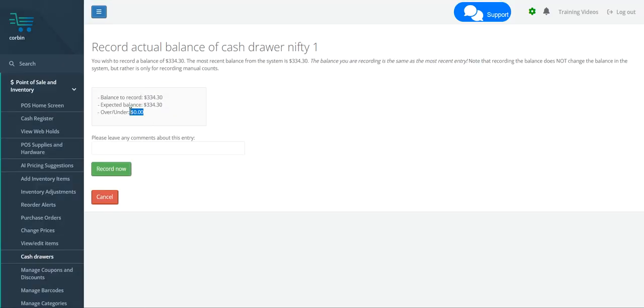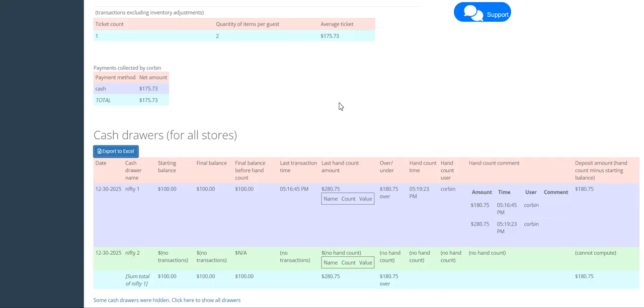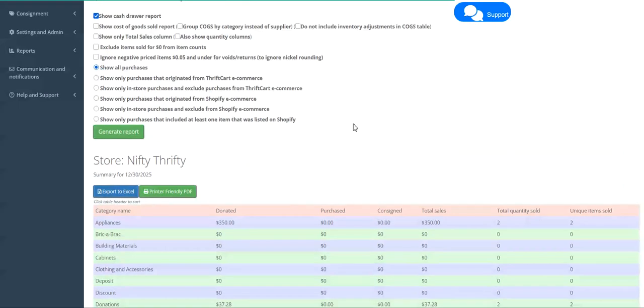And that results in no discrepancy here because the drawer was reset midday back to 100. And I'm just recording the cash that was rung up since that last hand count. And the drawer is reset back to $100. So now let's go take a look at the reporting and how you might detect this situation happening.